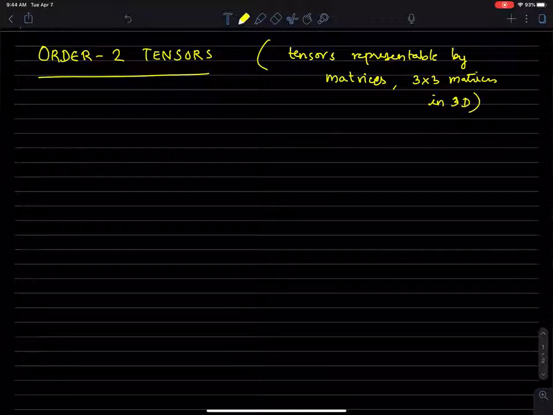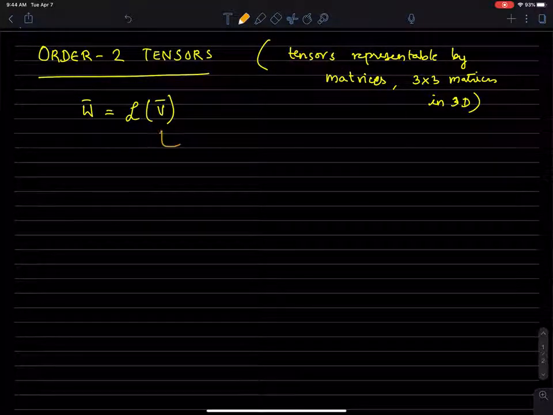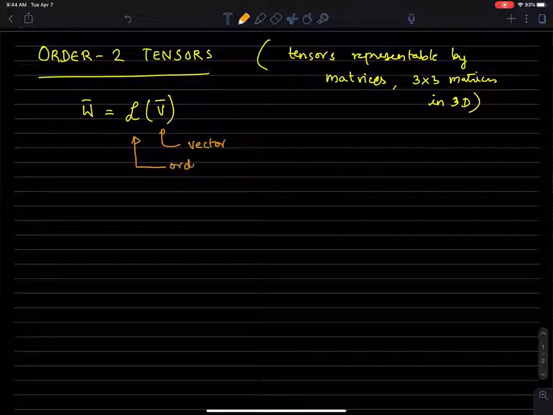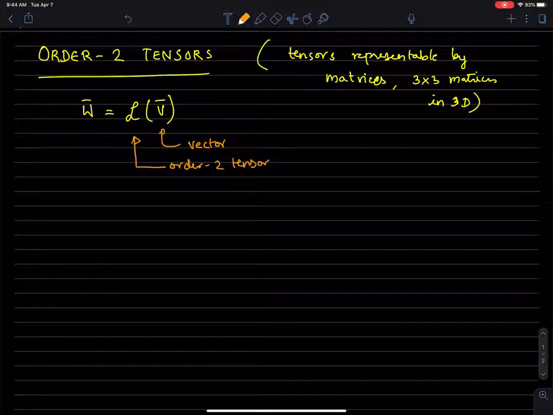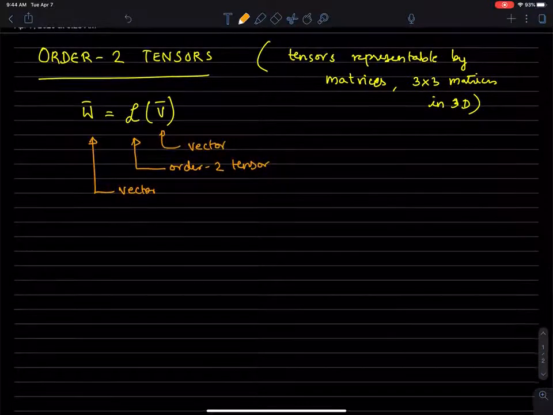Okay, so recall, order 2 tensors are linear functions that take in as input some vector v. Input is a vector. This is the order 2 tensor, which is a linear transformation, and the output is another vector in 3D for our purposes.